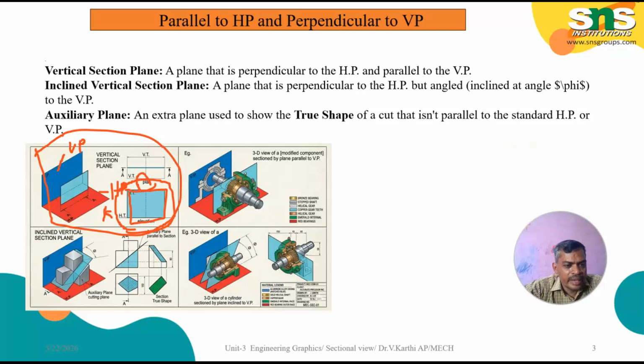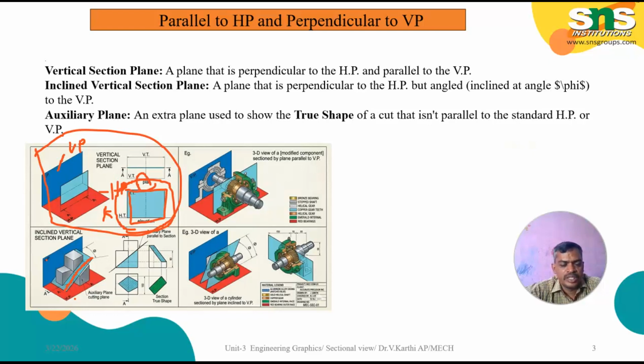In the inclined vertical section, the VP and HP are slightly inclined. The object rests on the HP, that means flat. The axis is perpendicular to VP.